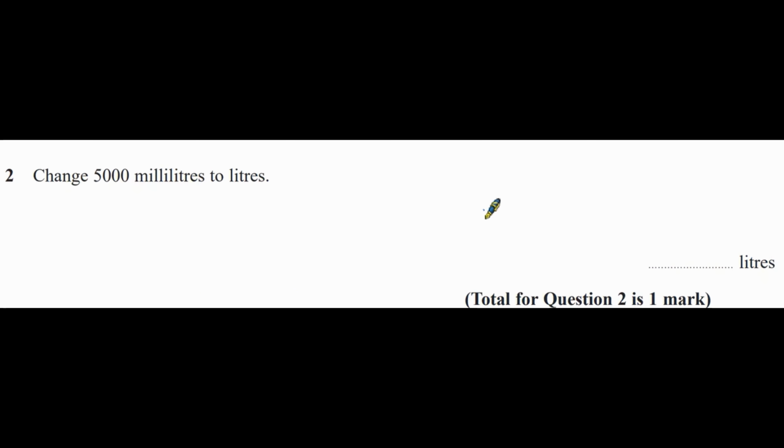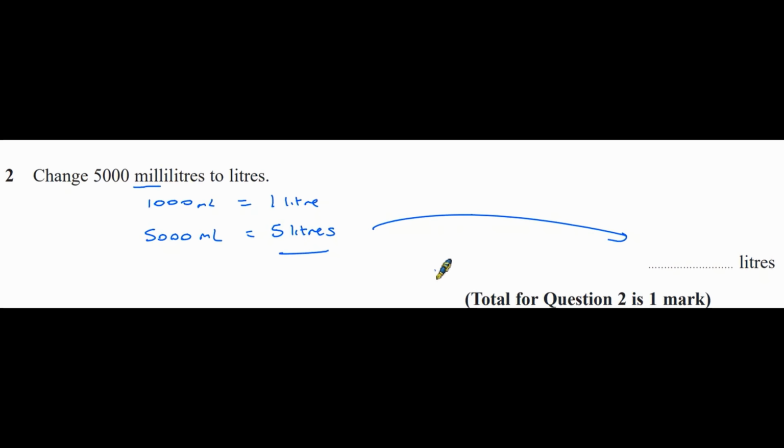Question 2 wants us to change 5,000 millilitres to litres. Don't forget, the word milli means 1,000, so that means that 1,000 millilitres equals 1 litre. Therefore, 5,000 millilitres equals 5 litres. And that's your answer.